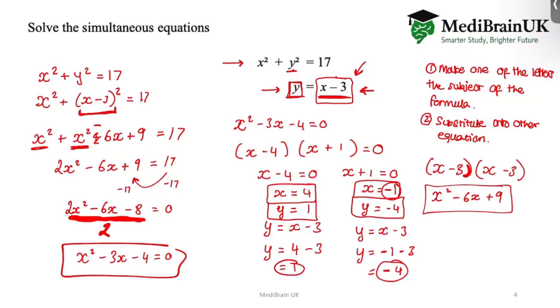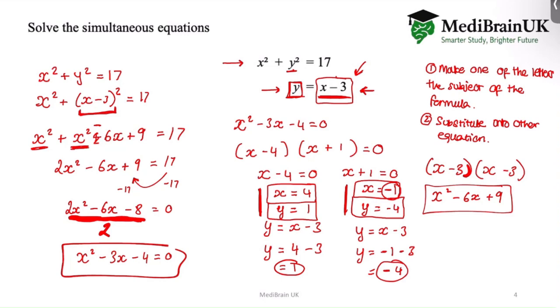Okay, so that's what your answers should be. X is 4, y is 1. X is minus 1, y is minus 4. Okay, so those are your 4 sets of answers that you should have in terms of what x is going to be and what y is going to be. And to check your answer, if you substitute the x and the y into the equation, it should be true.